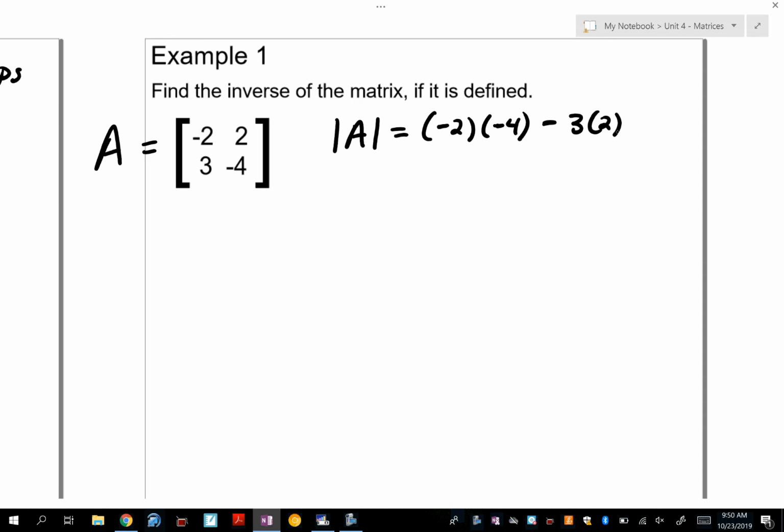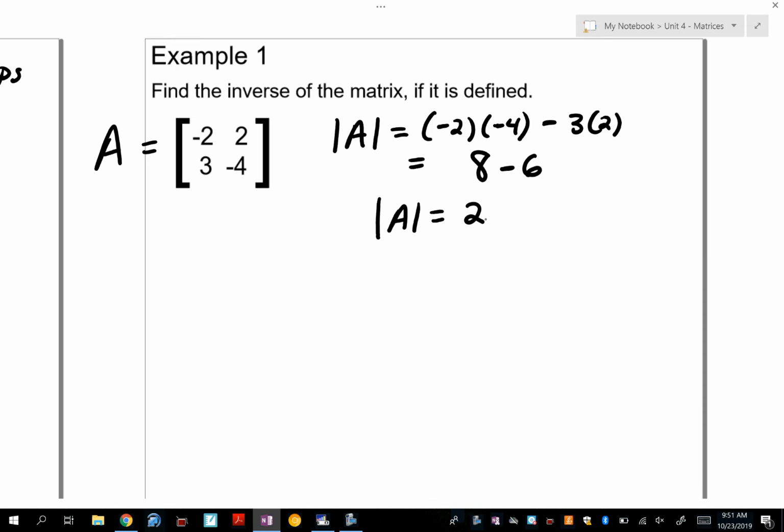Not yet. Right now, we're finding the determinant. So the first thing is you're finding the determinant like we did yesterday. So a negative times a negative is going to be a positive 8. And then that's going to be 6. So 8 minus 6 is 2. So the determinant of matrix A is 2. Questions? I'm hoping that we're all good with that because that's yesterday.